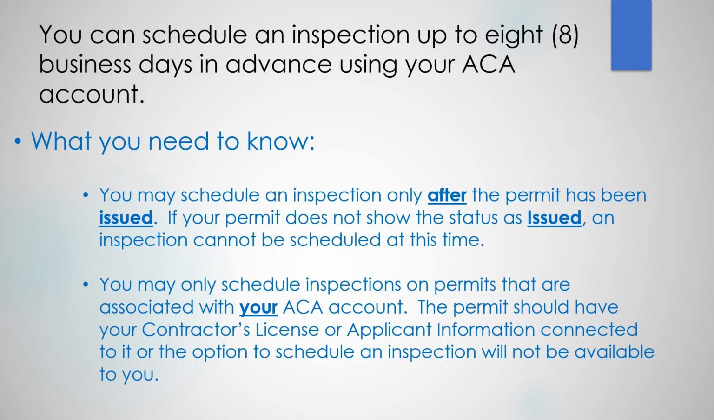If your permit does not show the status as issued, an inspection cannot be scheduled at this time. You may only schedule inspections on permits that are associated with your ACA account. The permit should have your contractor's license or applicant information connected to it, or the option to schedule an inspection will not be available to you.